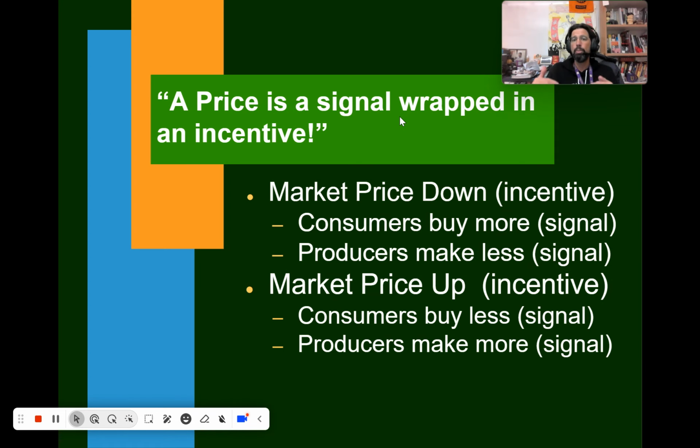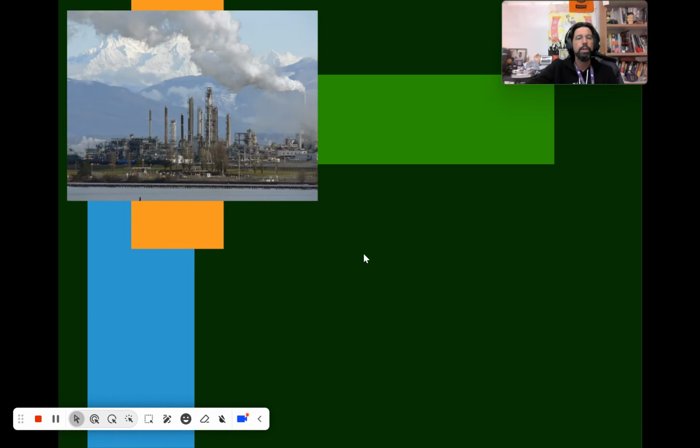Price down, consumers buy more. Price up, consumers buy less. Price down, producers make less. Price up, producers make more. There's a signal.